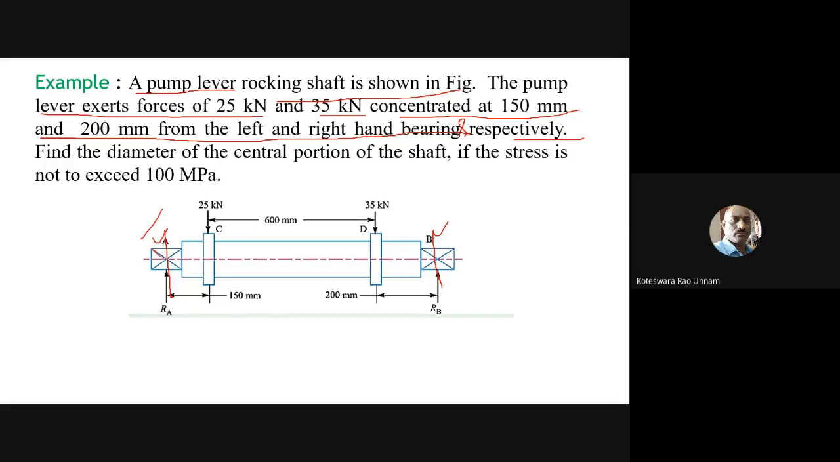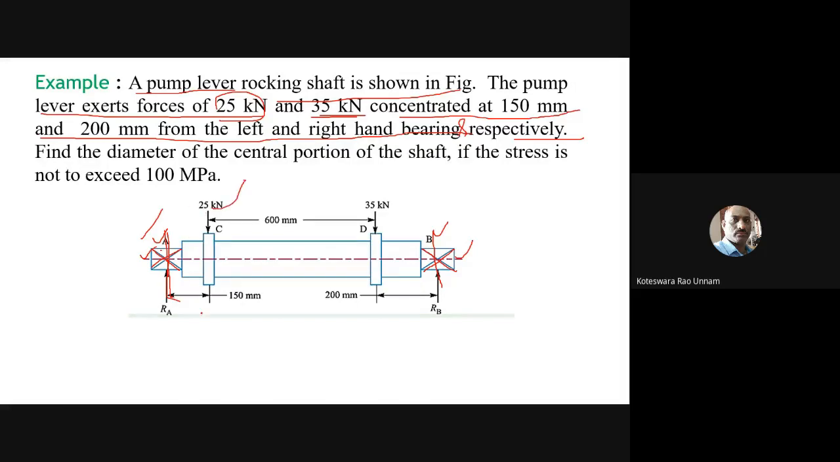This is the symbol generally used for the bearing. I think you are well aware of this. In our CMDP course, you might have learned this designation of machine elements also. We already saw that. So this symbol is for the bearing, right? Yes, sir. This is the left bearing and this is the right bearing. It is supported here. Then it is subjected to two point forces, he said. One is 25 kilonewtons, the other is 35 kilonewtons, at 150 mm and 200 mm from the ends. He has given that in the diagram here.